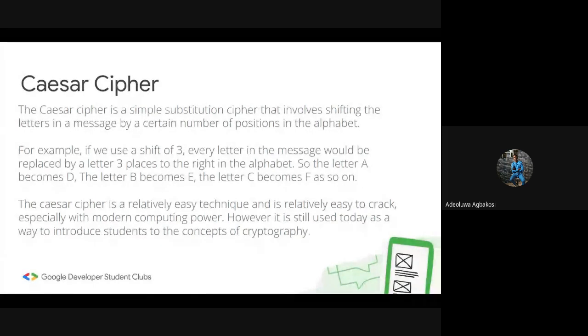Okay, good. Now, the Caesar cipher is very easy. Like I said, it's one of the easiest to implement, one of the easiest to understand. That is why it is not used in modern computing.